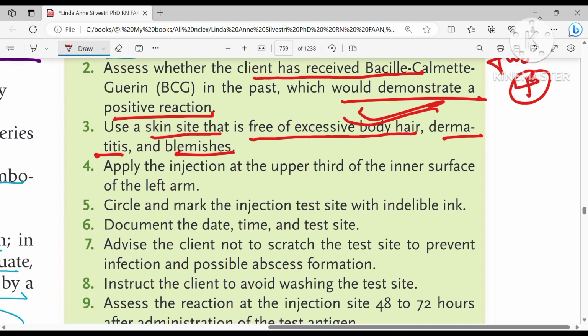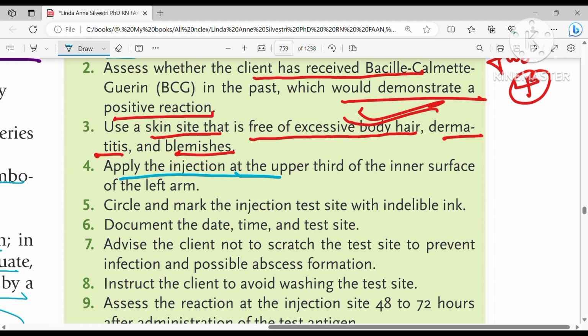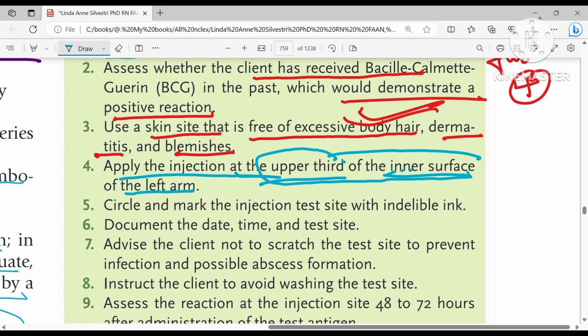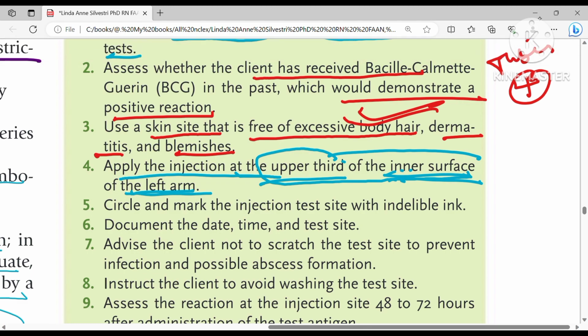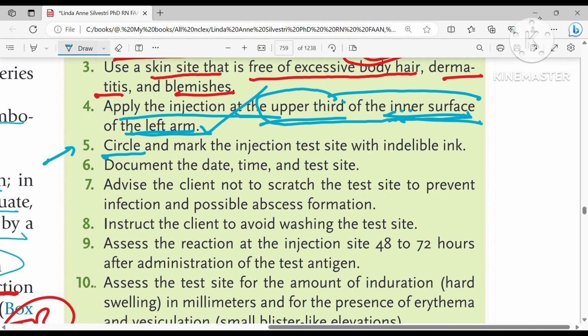Then the next one is to apply the injection at the upper third of the inner surface of the left arm. So where we should apply it is the upper third inner surface of the left arm. Then next, we should put a circle and mark the injection test site with indelible ink.